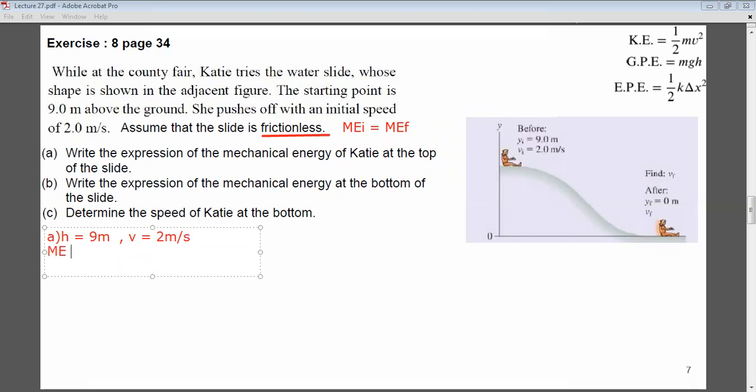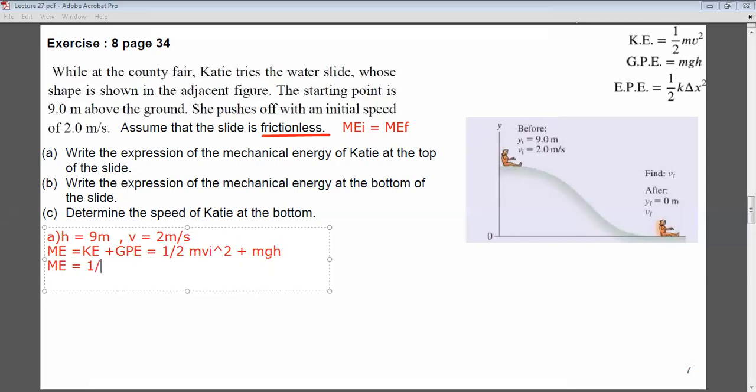So mechanical energy of Katie will be what? Because it has a speed, so it has kinetic energy. And because she has an altitude, so she has gravitational potential energy. So this is equal to half m v initial square plus m g h. This is GPE. Okay, so let's see if we can replace stuff.